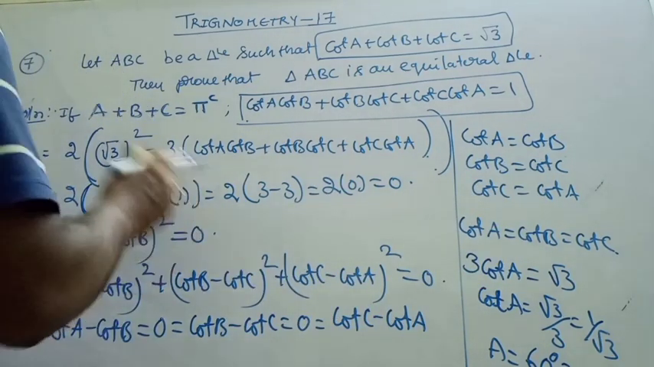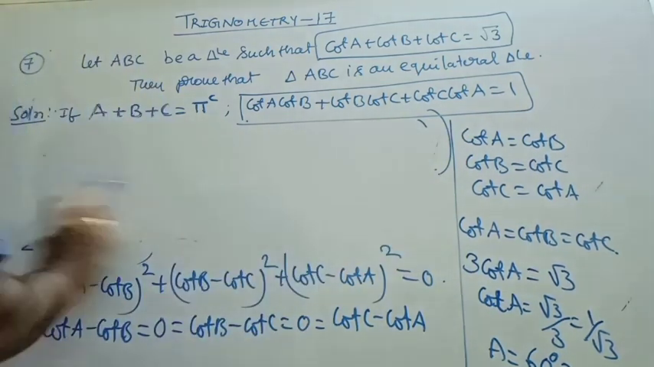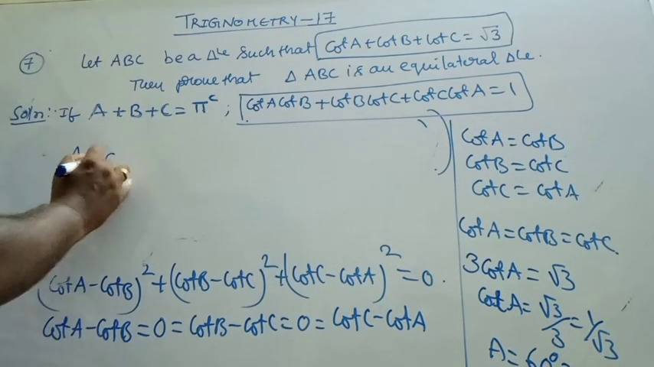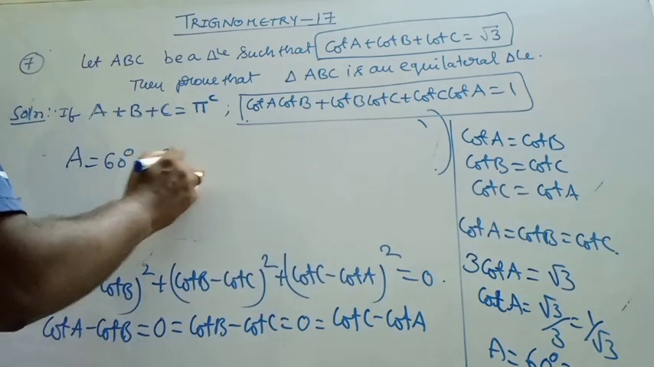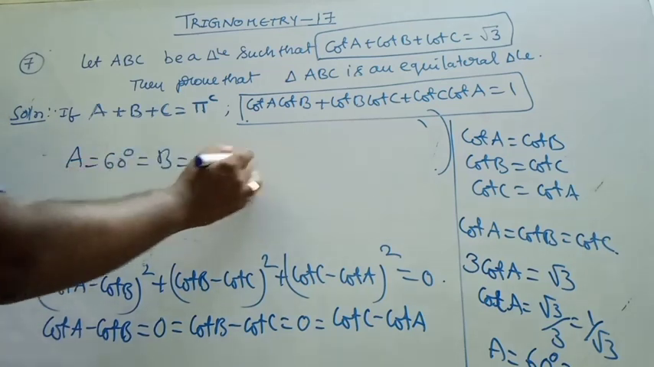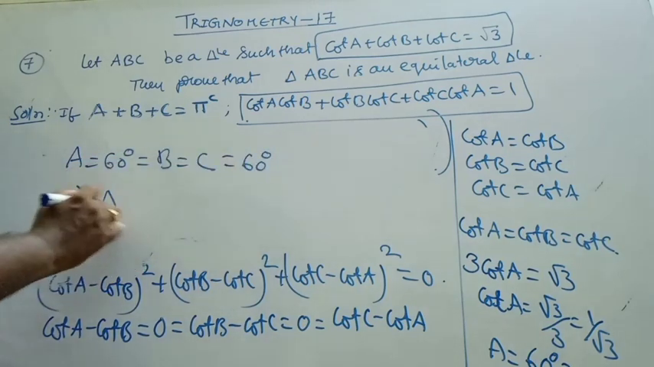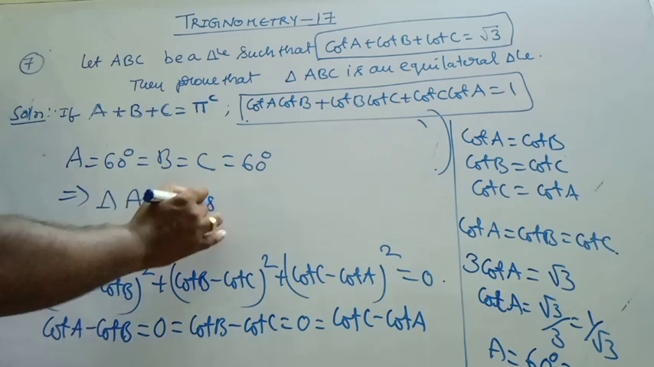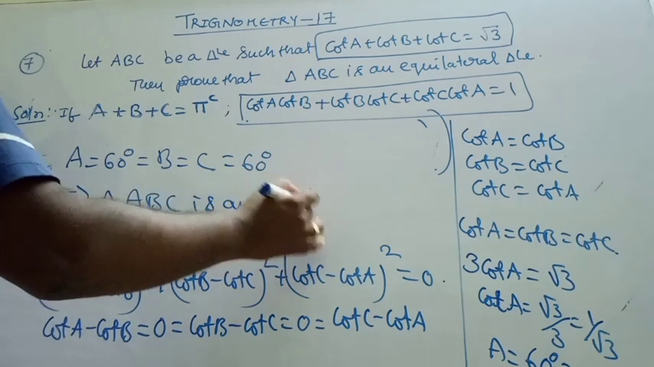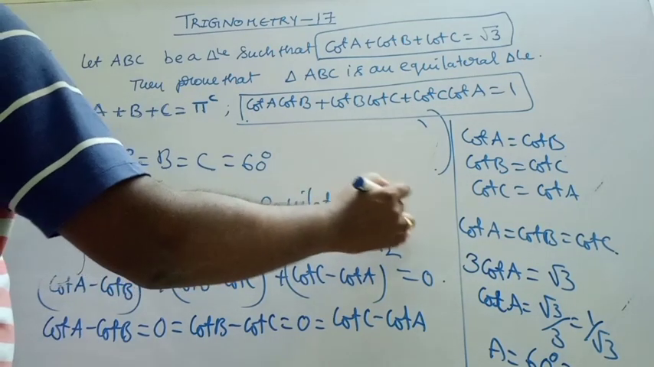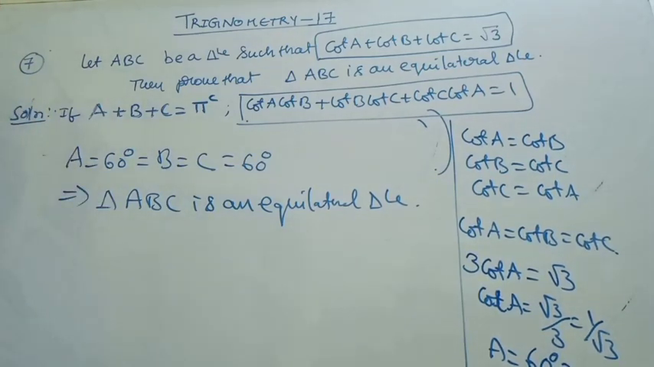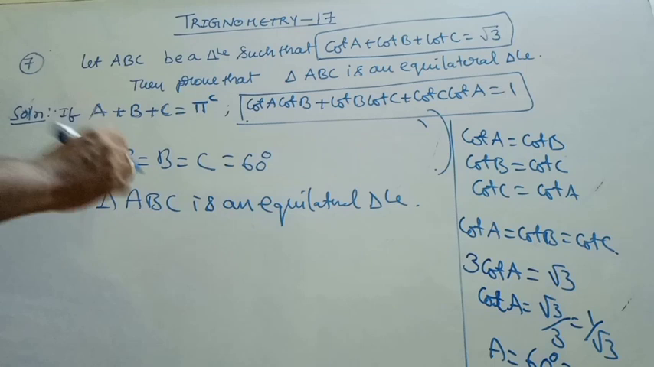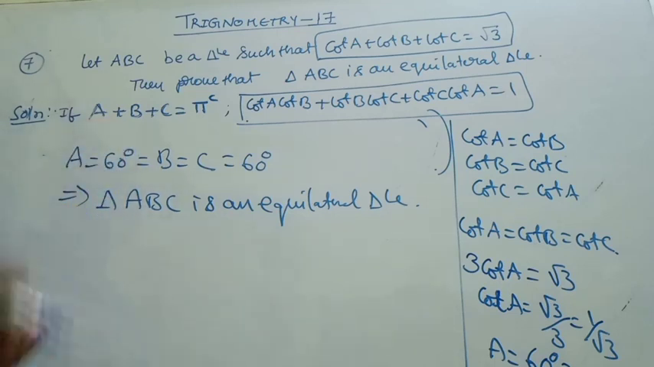You have got here, my dear students, that A equal to 60 degrees. That means cot A equal to cot B equal to cot C means A equal to B equal to C, and the total is 60 degrees each. That implies triangle ABC is an equilateral triangle, like this. Once the 3 angles are equal and each angle is 60 degrees, this triangle is an equilateral triangle. See how beautifully we have got this problem. Very, very, very important.